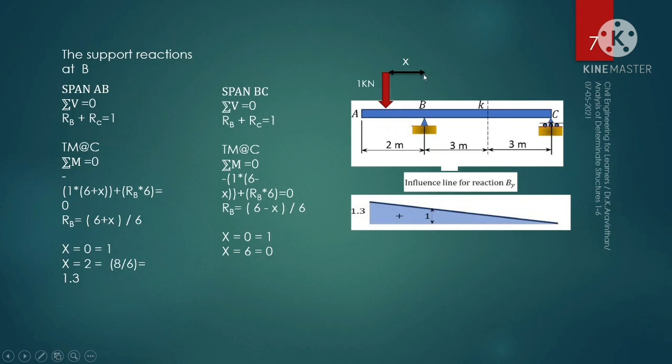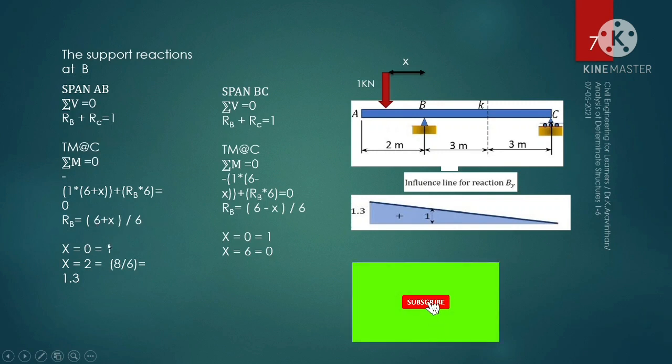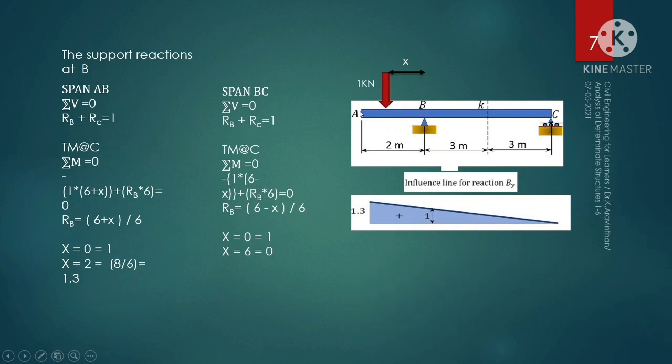Okay, I have taken this as origin. From the origin, the load is at x meter distance. If I substitute 0 here, I will get the influence line at this point. So if I am substituting 0, 0 plus 6 will be 6, 6 by 6 will be 1. I am getting influence line of 1 at this point. And if I want the point A, this is at 2 meter distance. So if I substitute, 6 plus 2 will be 8, 8 by 6 will be 1.3. I am getting 1.3 here.